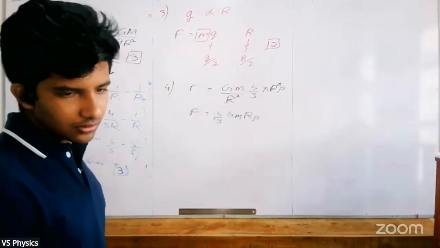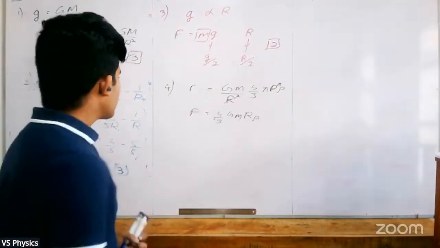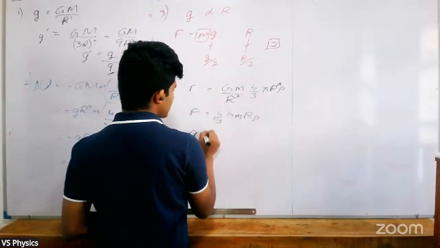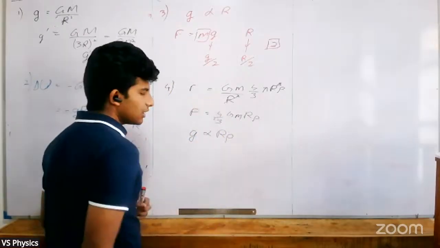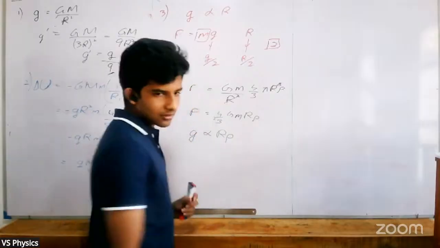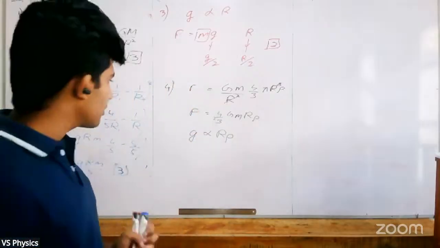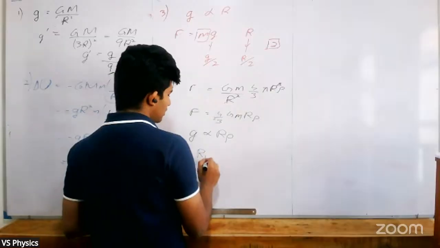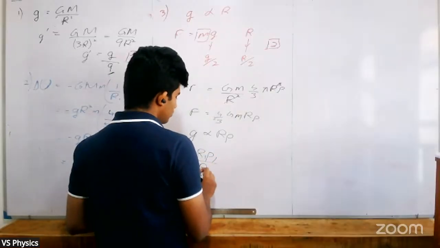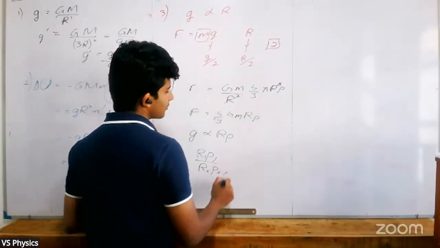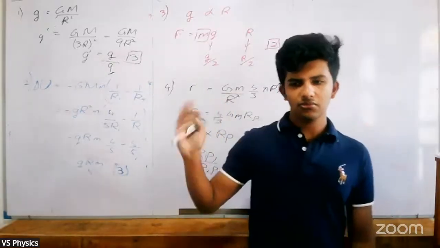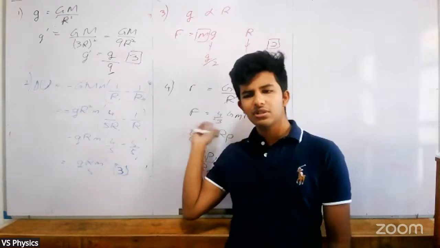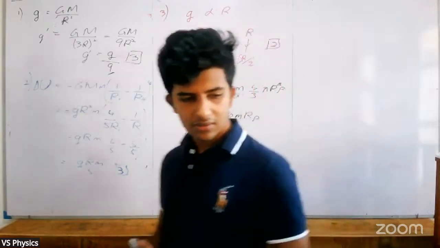They are asking for the ratio of gravitational acceleration. Gravitational acceleration is proportional to r rho. Then what is our ratio going to be? The ratio is going to be r1 rho 1 divided by r2 rho 2. Maybe I said it directly about 1 hour 45 minutes ago. Check by rewinding and see.